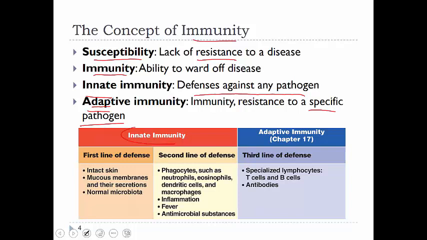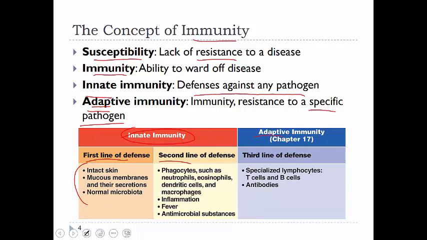So first, innate immunity consists of our first and second line of defense. Our first line of defense is our skin, mucous membranes and their secretions, and your normal microbiota, okay, the things that are on the outside per se. Your second line is where the organisms have gotten past your first line. The second line is more internal. We have our phagocytes. We have our inflammation process that helps get what you need to the site of infection. We have fever, and we have antimicrobial substances.